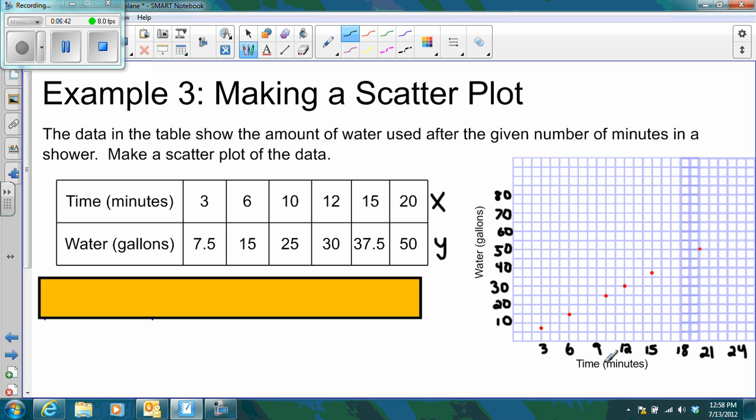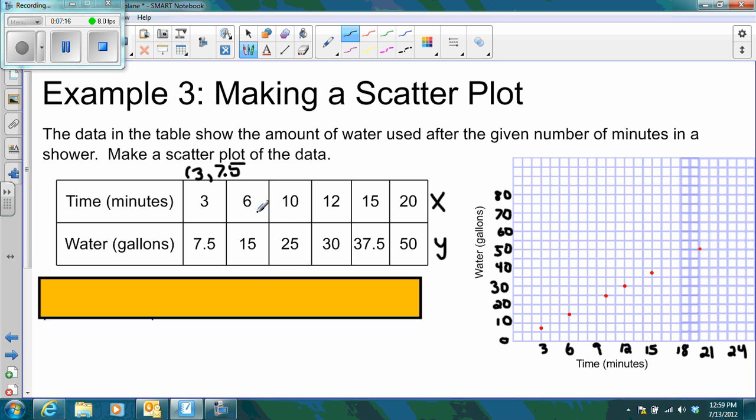So here along the x-axis, we're going to plot time. So I've labeled some of the points, and then on the y-axis, I've labeled water in gallons and marked off every 10 on there. And then you can go ahead and treat this as if the first point is going to be 3, 7.5. And then you can plot it on your graph. So here at the 3, I went up to 7.5.